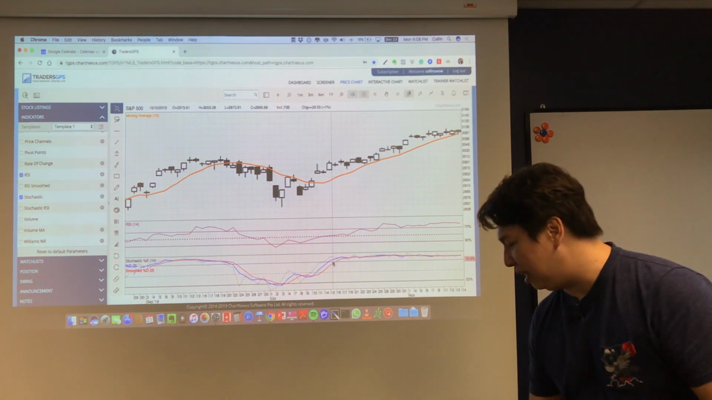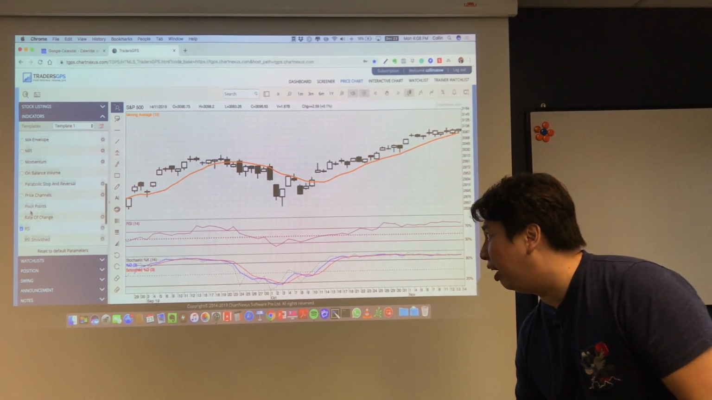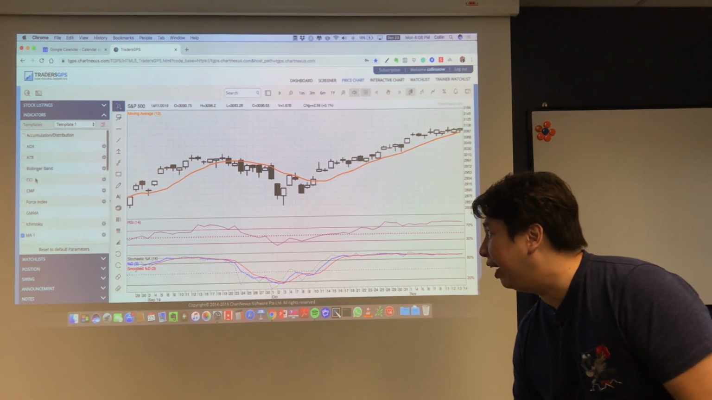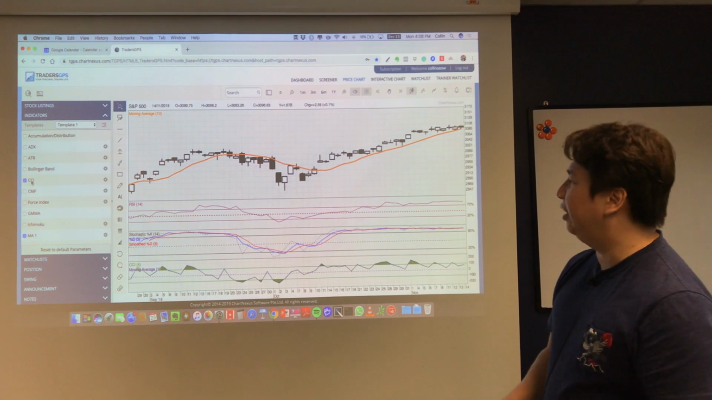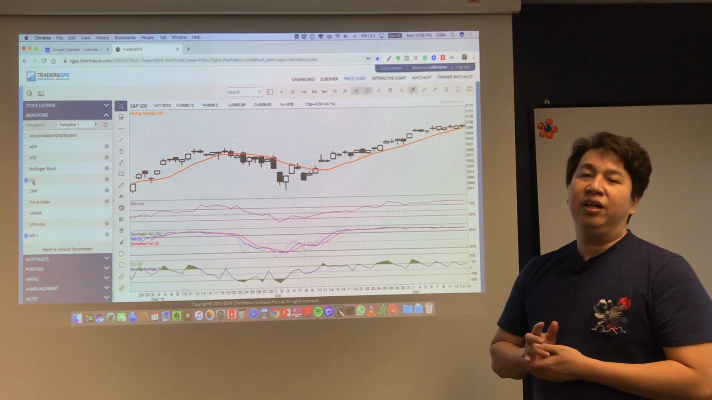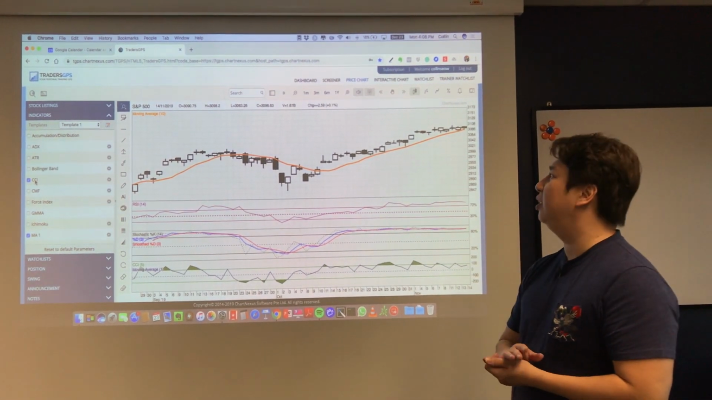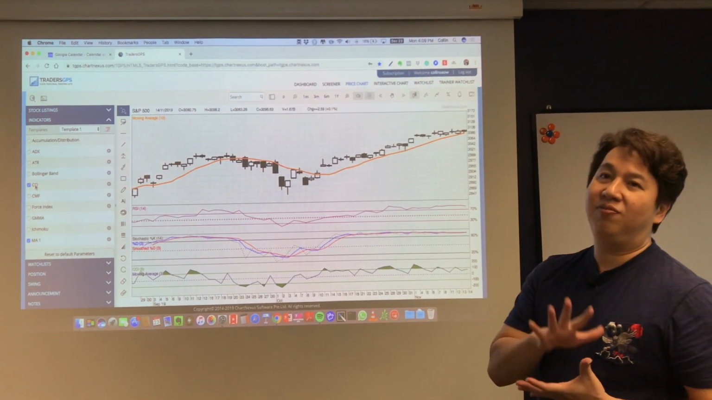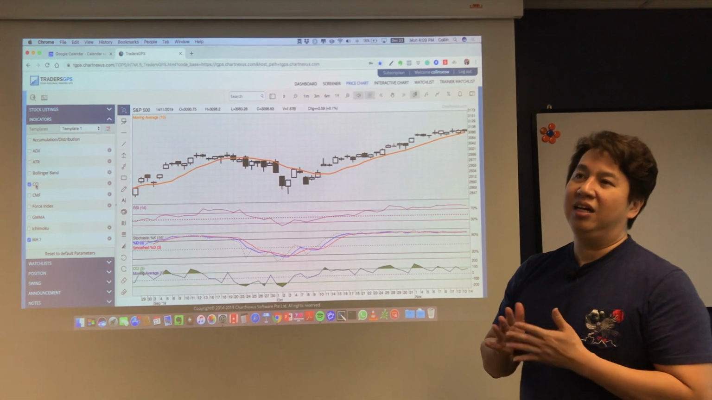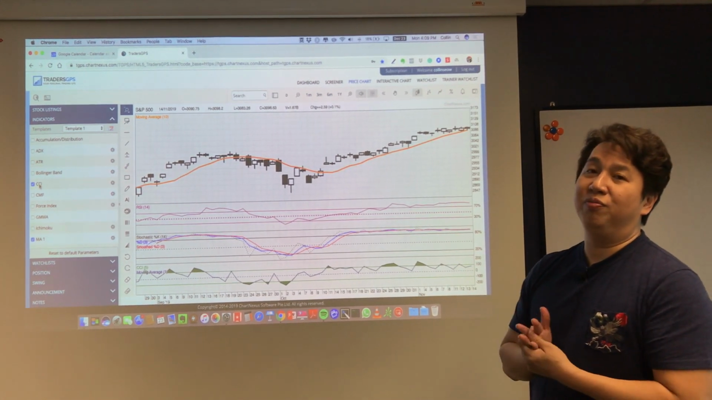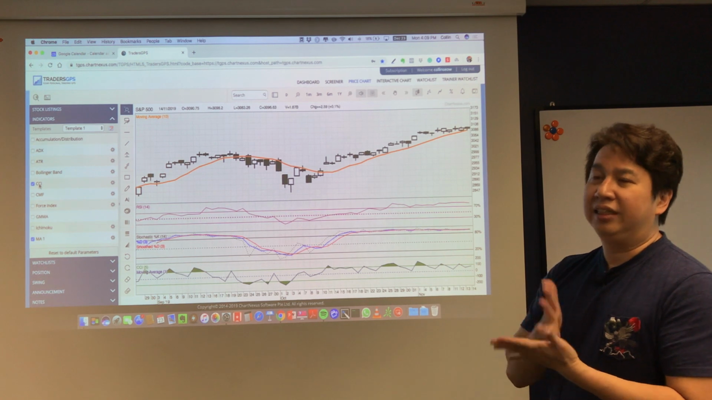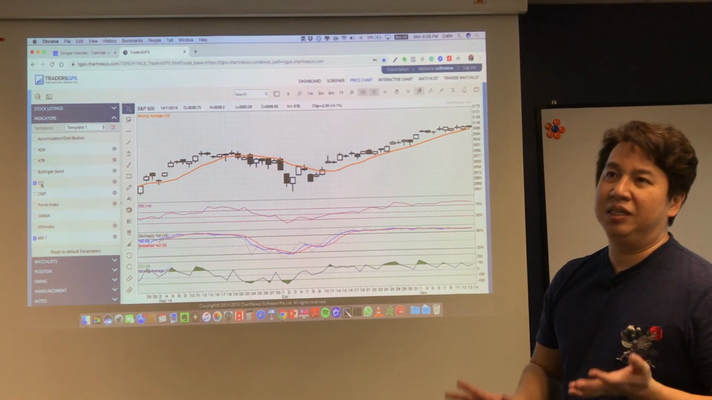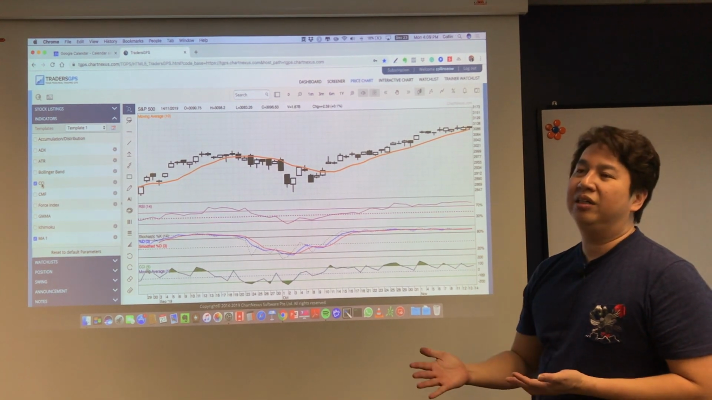But let's say right now I plot in CCI, and I change the setting to 5. The reason why I change the setting to 5 is because if I'm looking at 5 CCI, I'm looking at the last 5 days compared to the statistical mean. When I go into weekly charts, it means 1 week or 1 month.